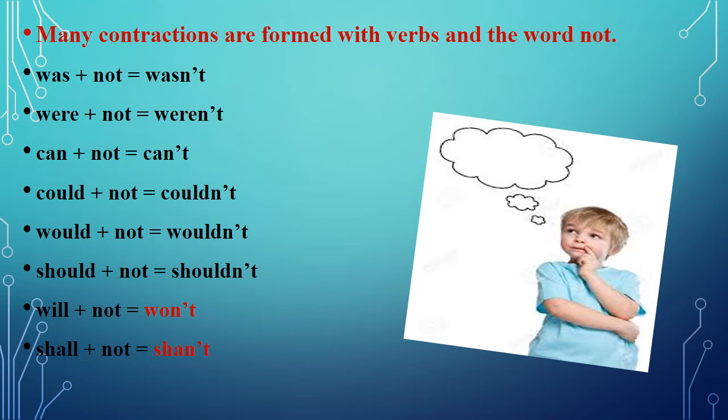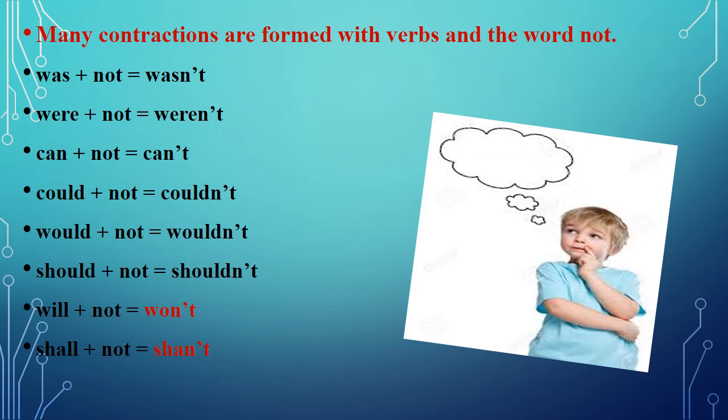Could not. Put them together, cross the O, replace it by the apostrophe. We'll have couldn't. Would not. Put them together, cross the O, replace it by the apostrophe. We'll have wouldn't. Should not. Put them together, cross the O, replace it by the apostrophe, we'll have shouldn't.